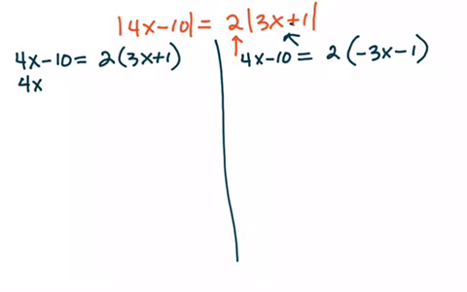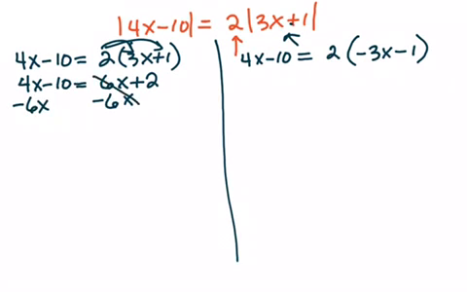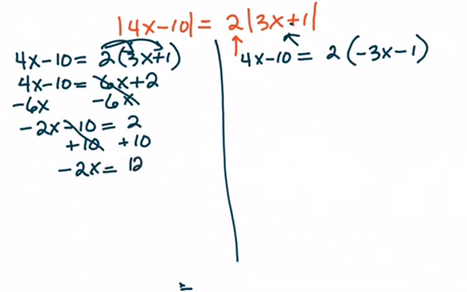So 4x minus 10 equals, distributive property, 6x plus 2. I'm going to pull the 6x over, so because I'm going across the equation, I change the sign. Negative 2x minus 10 is 2. I'm going across the equal sign again, so I'm going to change the sign. Negative 2x equals 12. Divide by negative 2, and x will equal negative 6. So that's one of my answers right there.